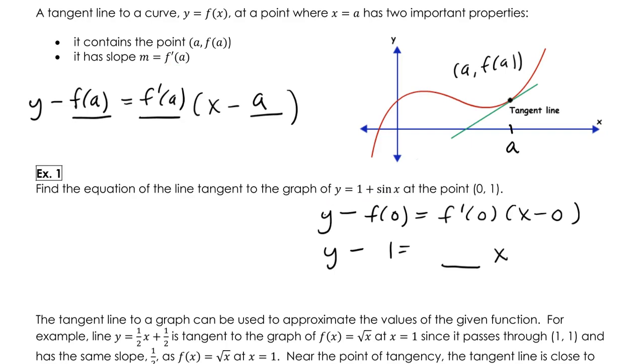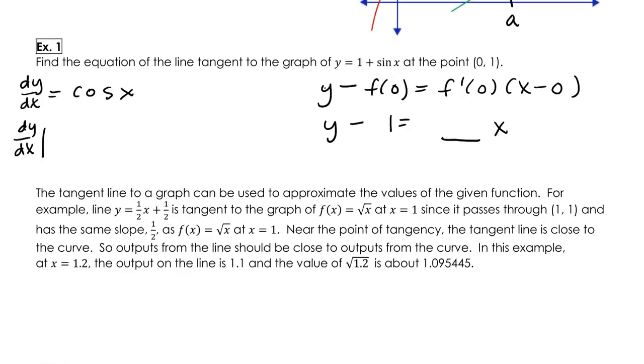So dy/dx: the derivative of 1 is 0, because 1 is a constant. The derivative of sine is cosine. Now if we want to find the derivative at a value, the derivative at 0, because remember we want to find the slope at 0, that's what this says. So at x is 0, the derivative is cosine of 0. Cosine of 0 we know is 1, so we just found f prime of 0, and a 1 can go there.